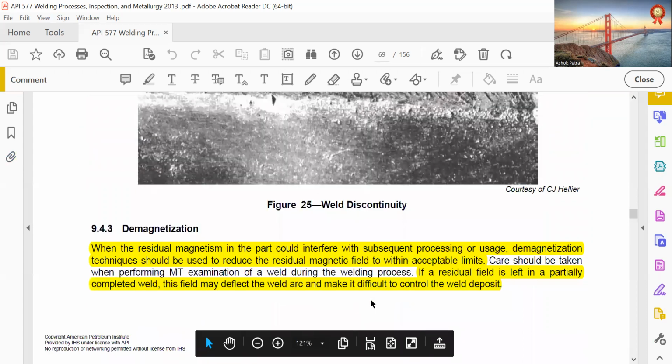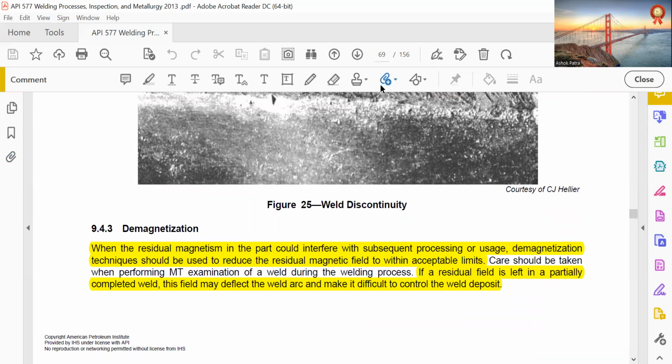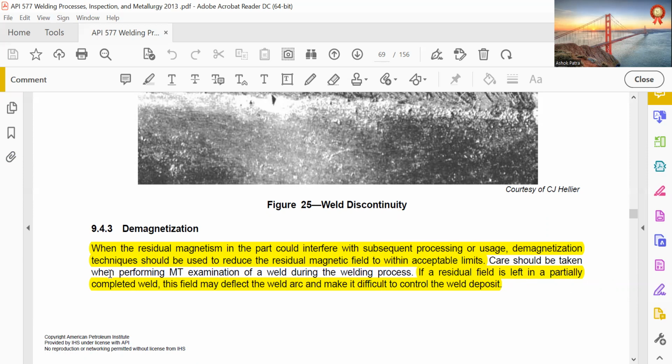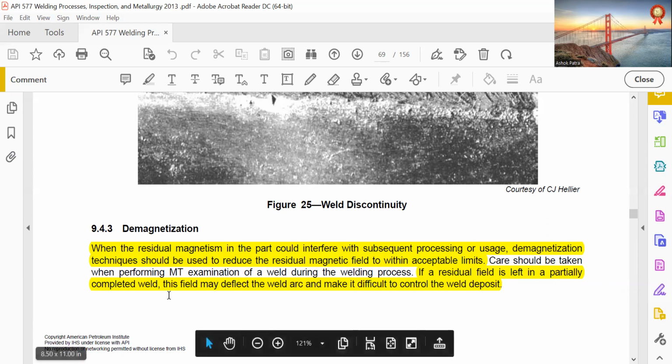Demagnetization. When a residual magnetism in the part could interfere with subsequent processing or usage, demagnetization techniques should be used to reduce the residual magnetic field to within acceptable limits. If a residual field is left in a partially completed weld, the field may deflect the weld arc and make it difficult to control the weld deposit.